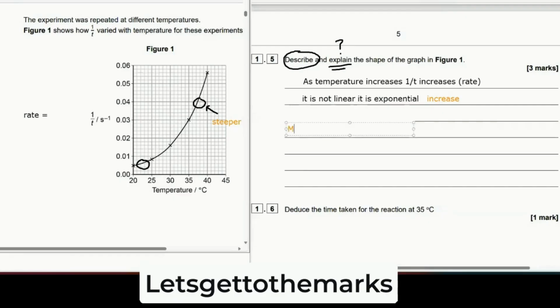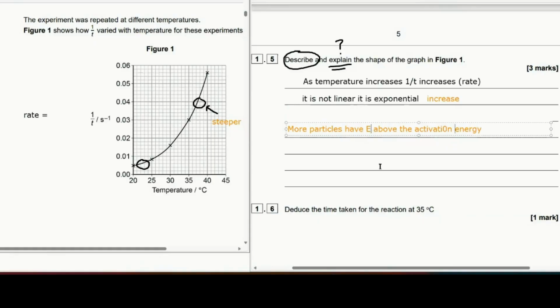Okay. And now you're going to get 1 mark for explaining why, as temperature increases, the rate increases. And it's simple: more particles have energy above the activation energy. You can write that more particles carry kinetic energy, so more frequent collisions, but I'm not sure that gets you the mark. They're really interested in you saying more particles have energy above the activation energy. And that's the reason for the exponential increase in rate with temperature. And that'll get you 3 marks: 2 for the description, 1 for the explanation.